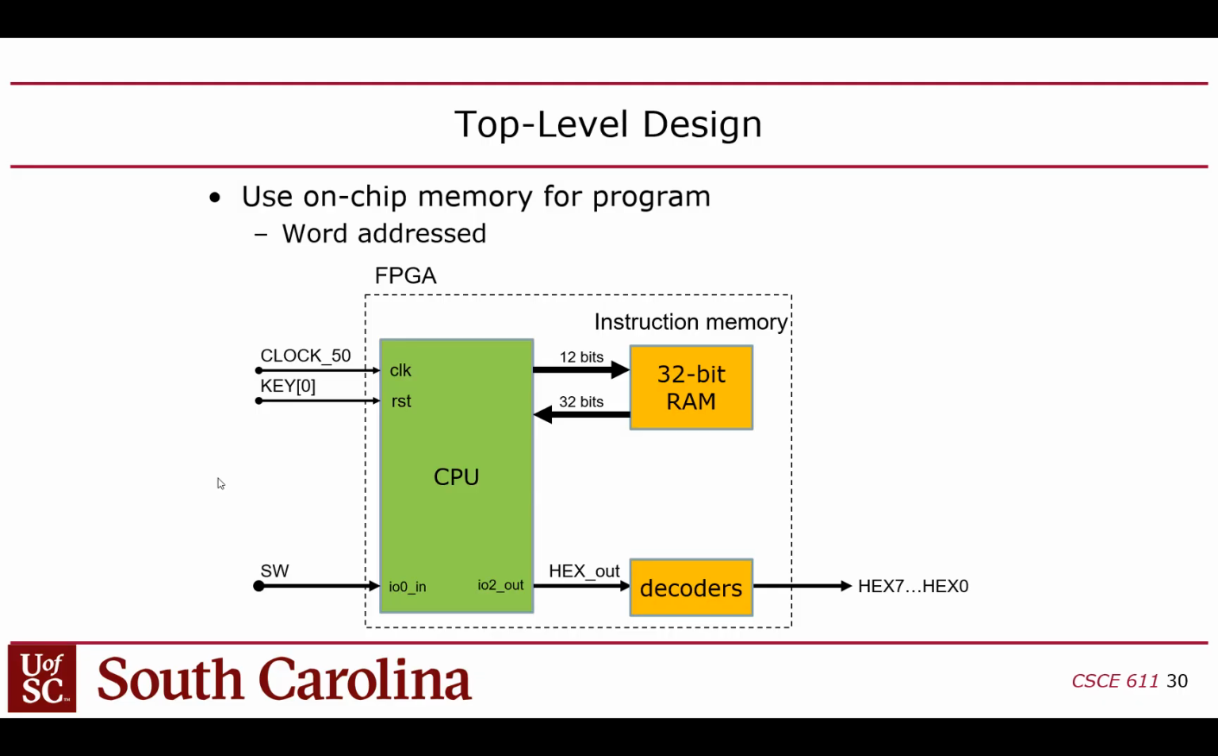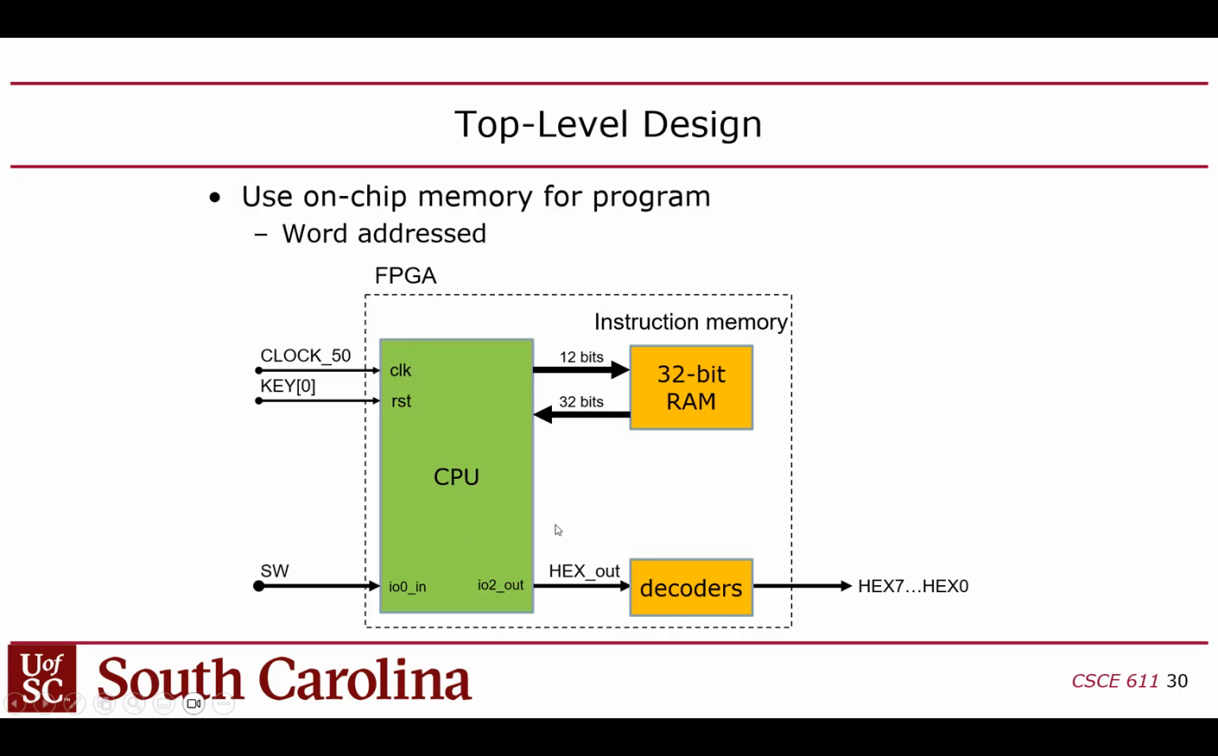So like I said, it's basically treated as a ROM, read-only memory. It's 32 bits wide, and we make it 4,096 entries deep. But you can actually change that. If you want to make a bigger instruction memory, you're more than welcome to, but it's already way more than we need, even at 4096. And then we'll have your hex decoders in here. So the CPU, the instruction memory, and the hex decoders will all be on chip.